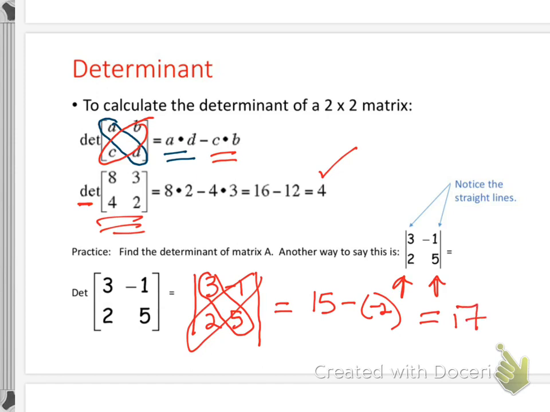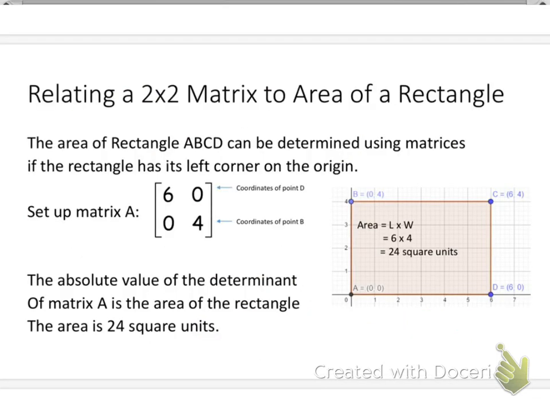The next page, we're going to be relating a matrix to an area problem. So this answers the question, when will I ever use this? And you can use determinants to get areas of shapes. So here's an example of using a determinant to get an area of a rectangle. So the key is you have to have one corner at the origin to have this work. So the area of rectangle ABCD can be determined using matrices if it has this left corner.